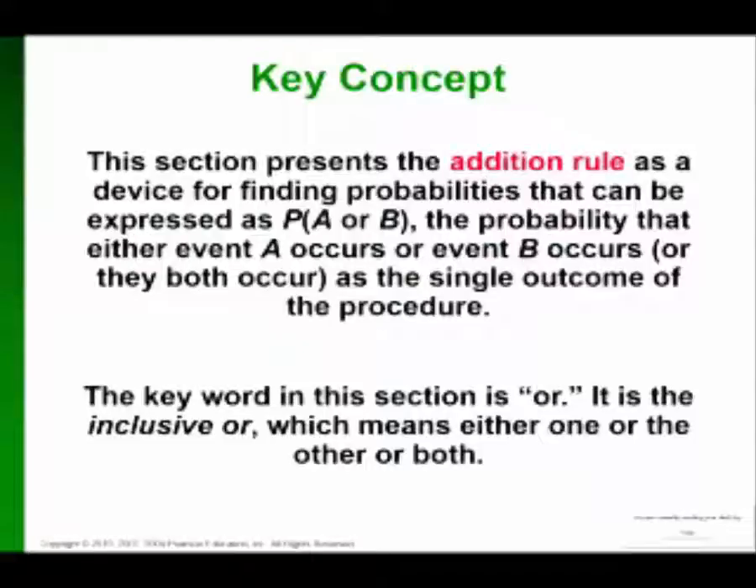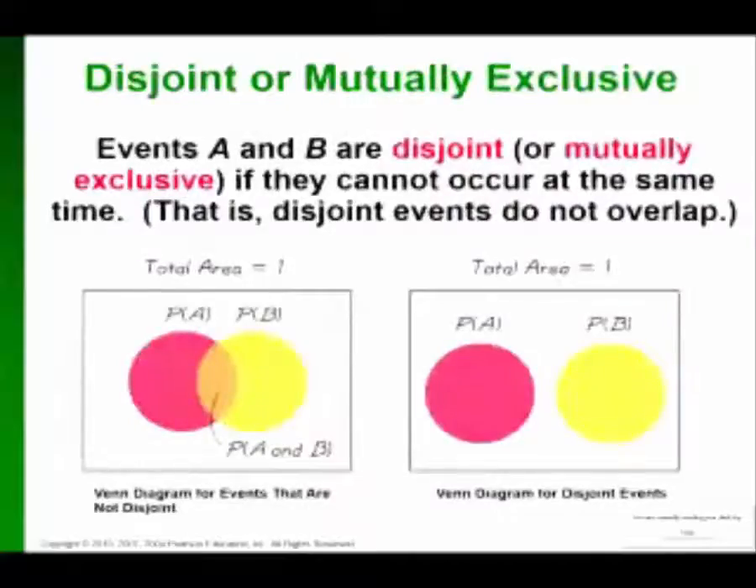A little bit of terminology: disjoint or mutually exclusive. Events A and B are disjoint or mutually exclusive if they cannot happen at the same time. That means there's no overlap. In this Venn diagram, the red circle is the probability of A. The yellow circle is the probability of B. There's no overlap between A and B in the second picture, so this is a representation of two events that are disjoint or mutually exclusive.